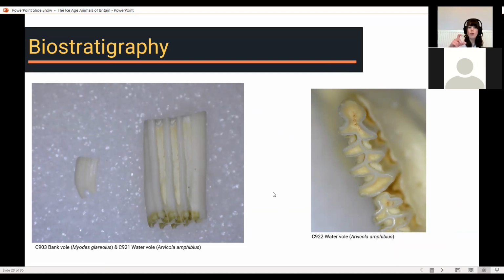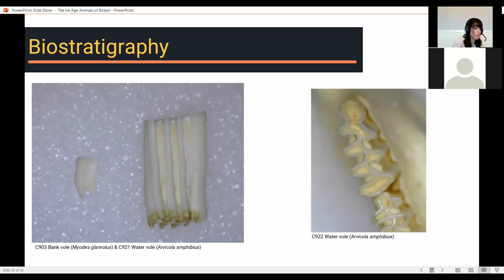So unrooted molars means that the tooth continuously grows. And this is advantageous for the water vole because its life isn't limited by the tooth wearing away so much that it is unable to eat. Because the tooth continuously grows, it doesn't reach a point where it wears so much that it can't eat.